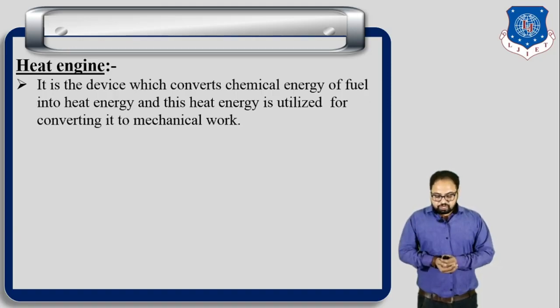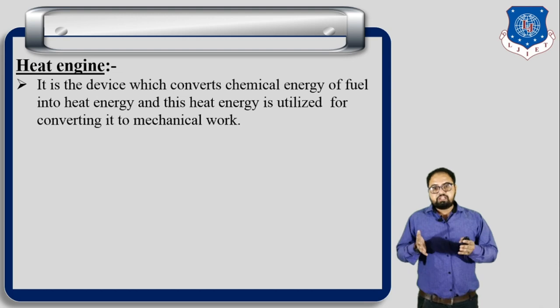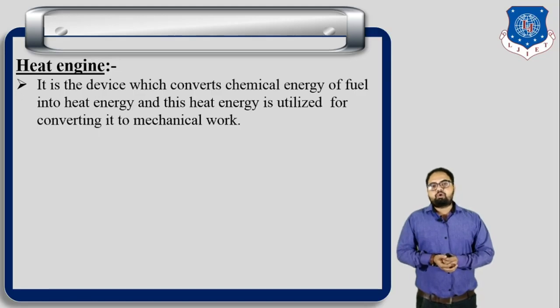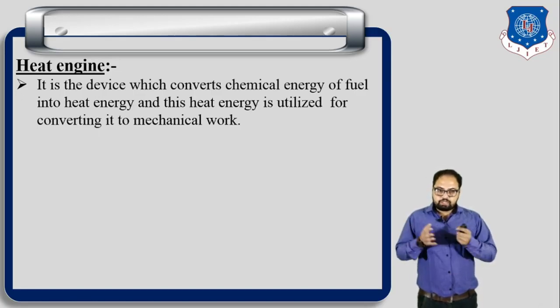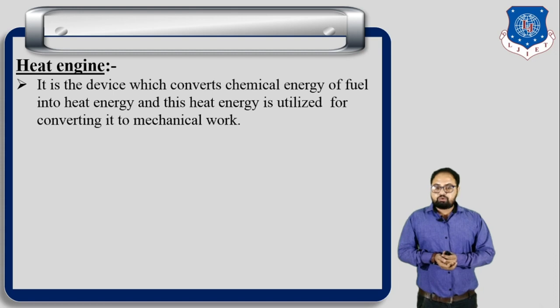So heat engine is a device which uses the chemical energy of the fuel, and that chemical energy is utilized to produce heat energy, and that heat energy is used for producing mechanical work. In our daily life we use many heat engines like the 4-stroke petrol engine, the car's engine, the 2-stroke engine, bike and two-wheeler engines. These are all basic examples of heat engine.